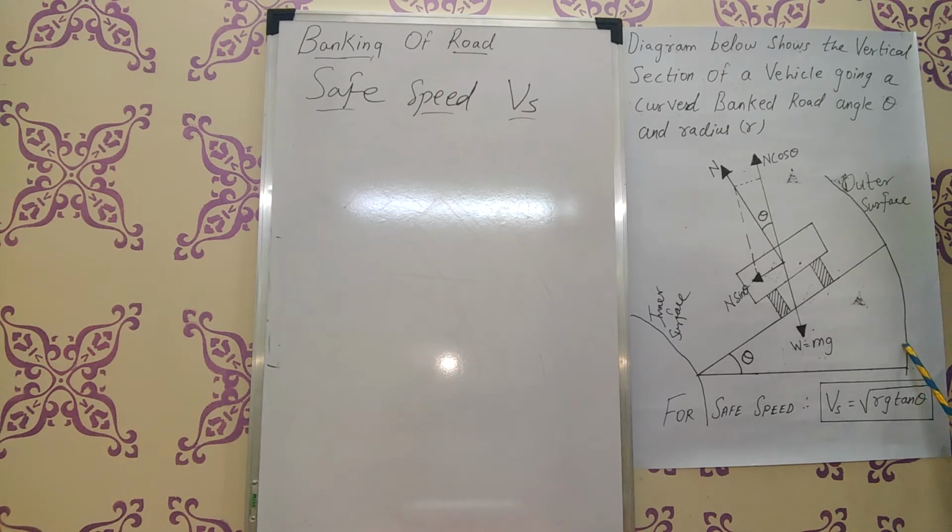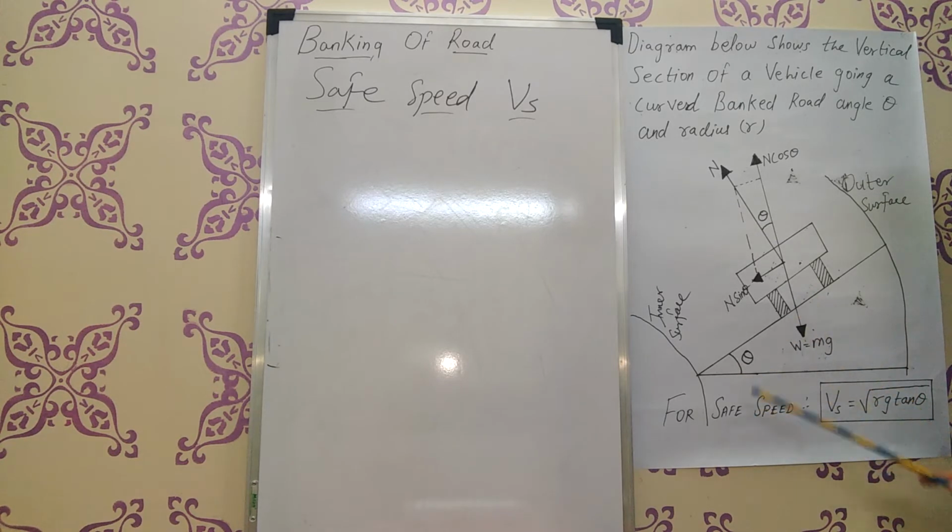So what we have done is lifted the outer surface with respect to the inner surface, or with respect to the horizontal, in such a manner that it creates some angle. This angle is called the angle of banking. This whole process, in which the outer surface is tilted to some angle with respect to the horizontal, is called banking of road, and the angle is given by theta.